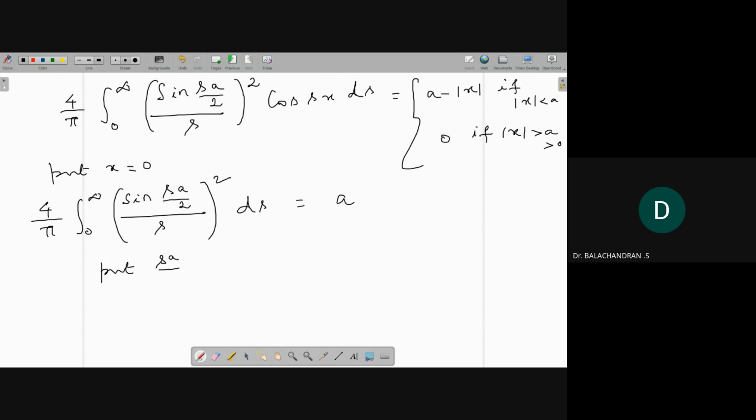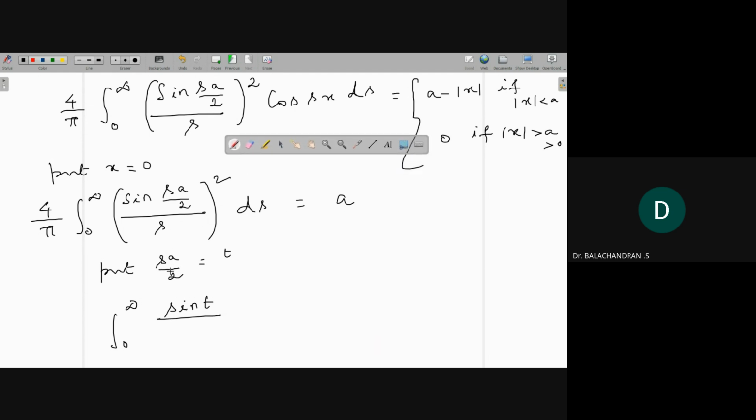Now put s a by 2 is equal to t. Then we get integral 0 to infinity. There is no change in the limits because s equal to 0 gives t equal to 0, and s equal to infinity means t equal to infinity. Sine t by s, where s is equal to 2t by a, into ds. ds is equal to 2 into dt by a, which is equal to a. Here I missed the square.